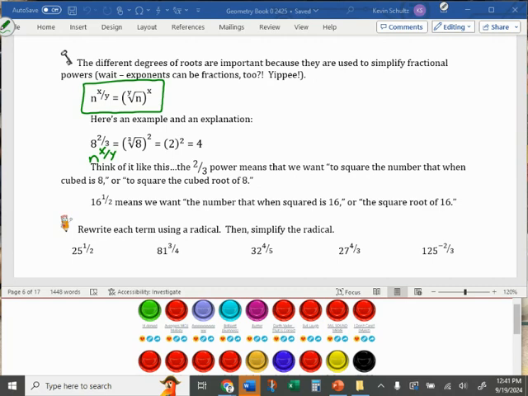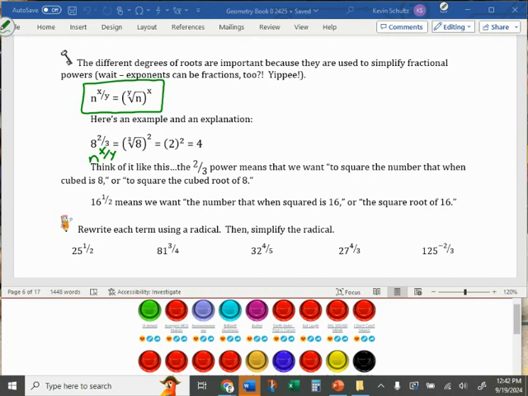That follows this pattern here, right? The base becomes the base of the root. The denominator becomes the degree of the root, just like we did here. 3 became the degree of the root. And then the numerator becomes the exponent to which you take that total, the 2, we ended up squaring the cube root of 8. Okay?